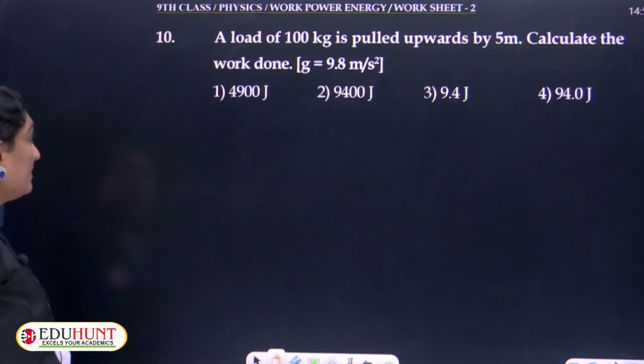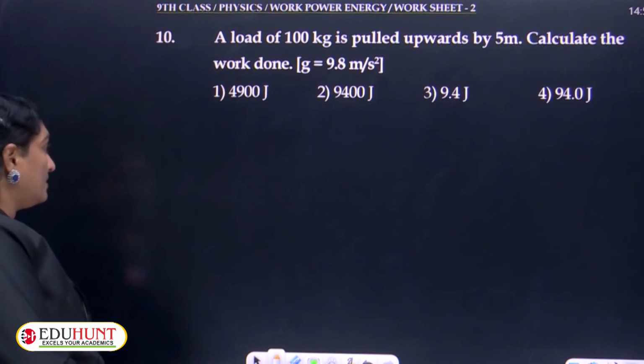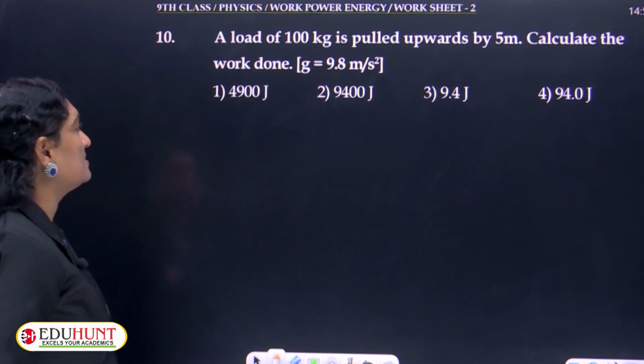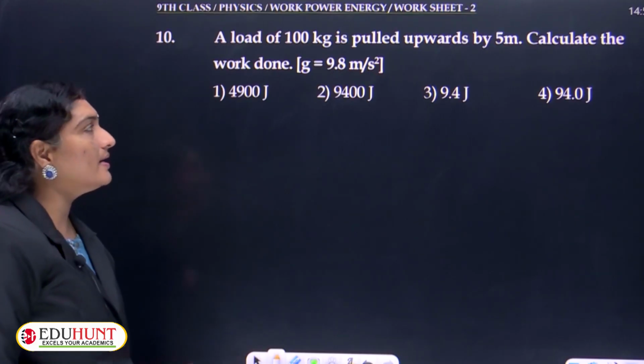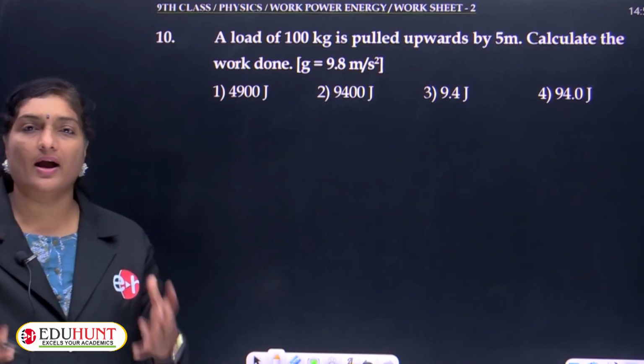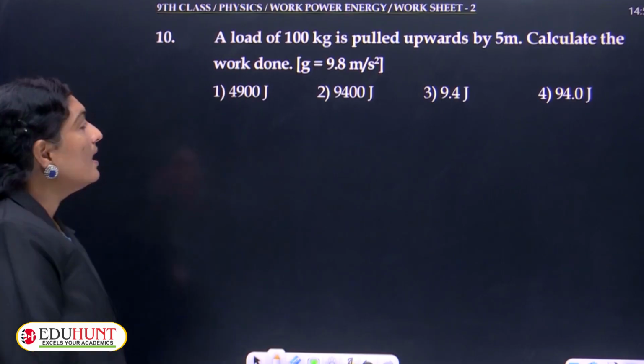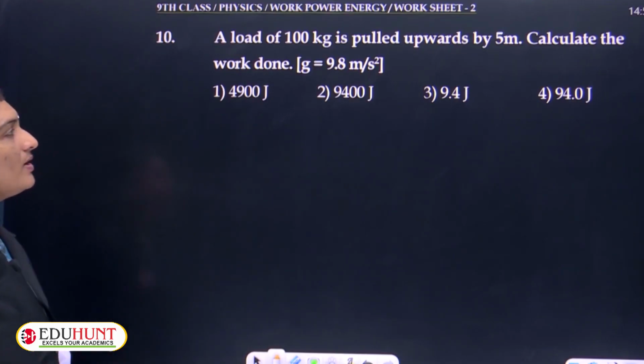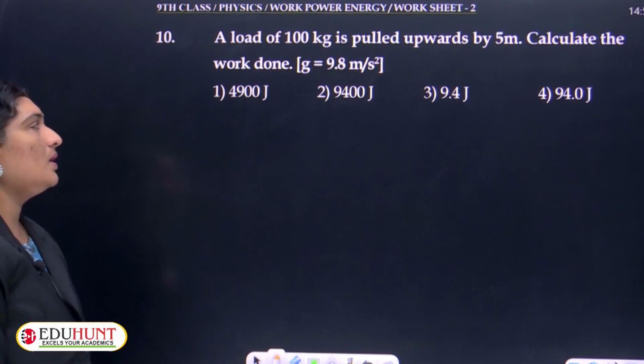So now moving ahead with the next question, that is 10th question, and this must be the last one from this exercise. A load of 100 kg. What is the mass? Load of 100 kg means mass is given as 100 kg. Pulled upwards by 5 meters, calculate the work done.